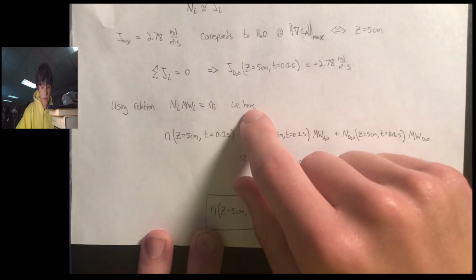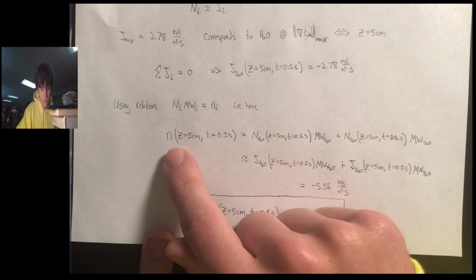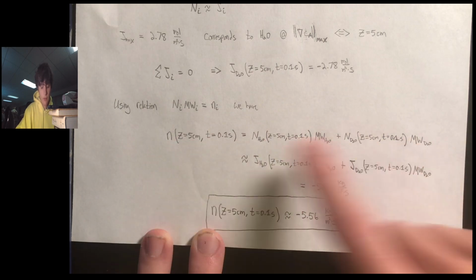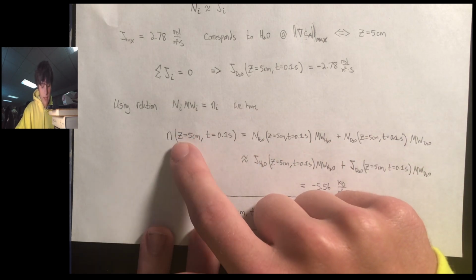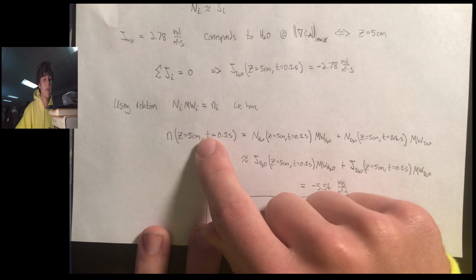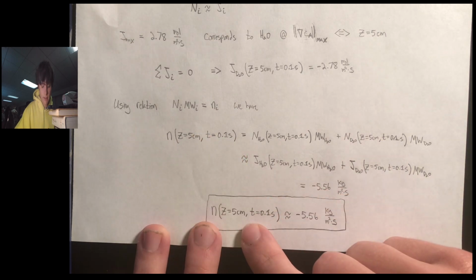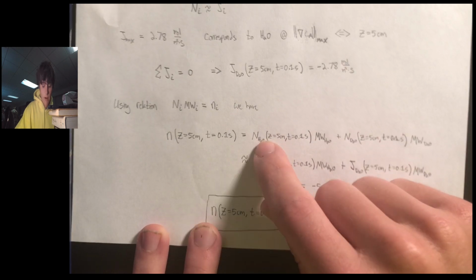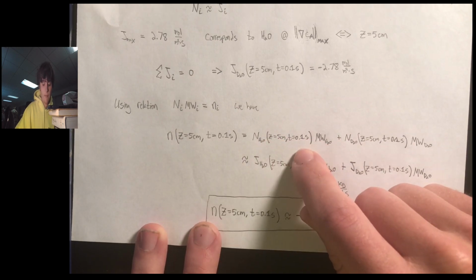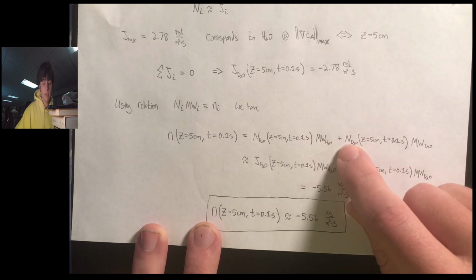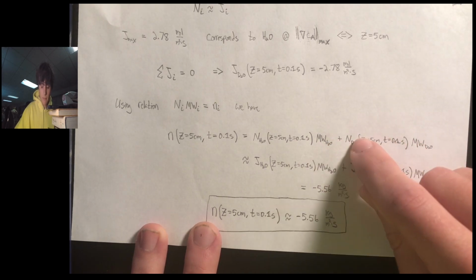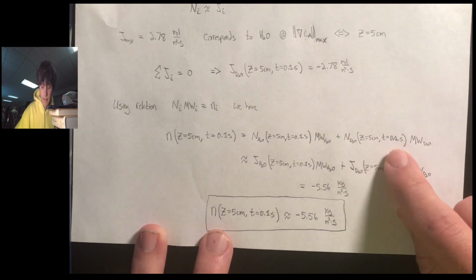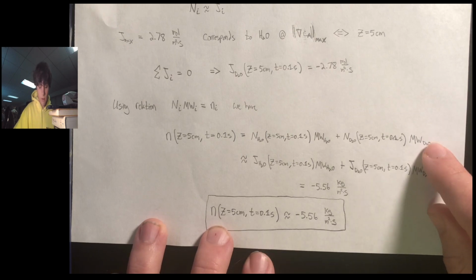Using this relationship, we'll start with an exact answer for the total mass flux. So the total mass flux at 5 centimeters and t equals 0.1 seconds is equal to the molar flux of water at the same location and same time multiplied by the molecular weight of water plus the molar flux of deuterated water at the same position and same time multiplied by the molecular weight of deuterated water.